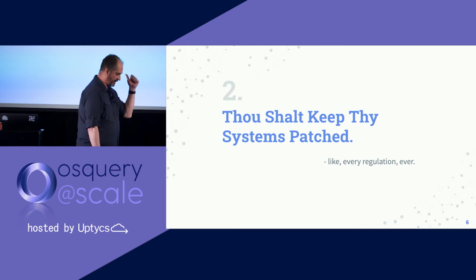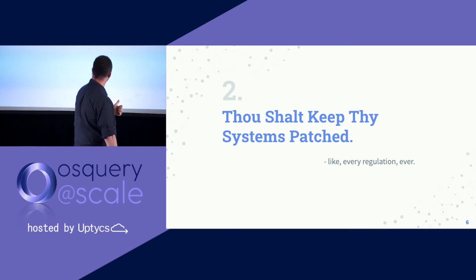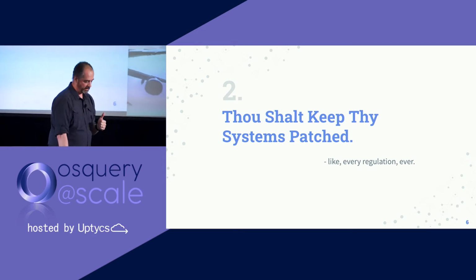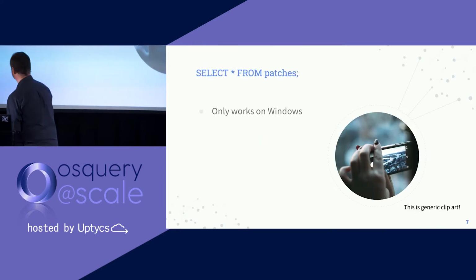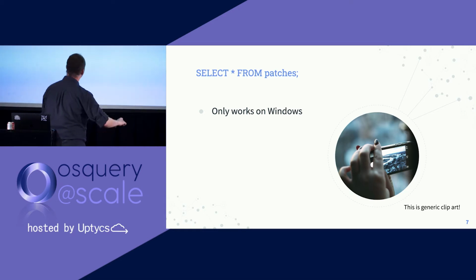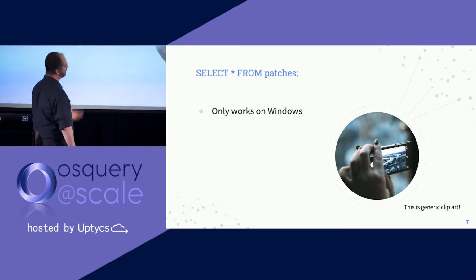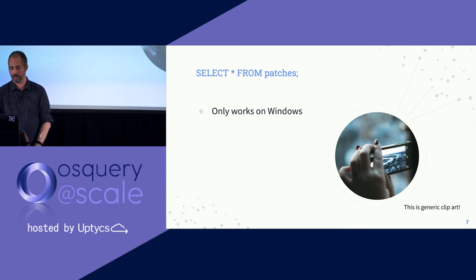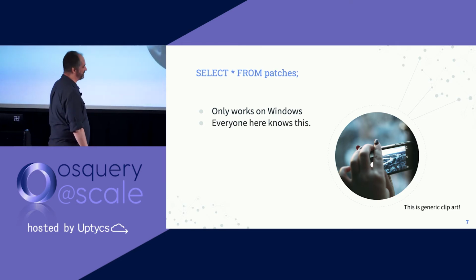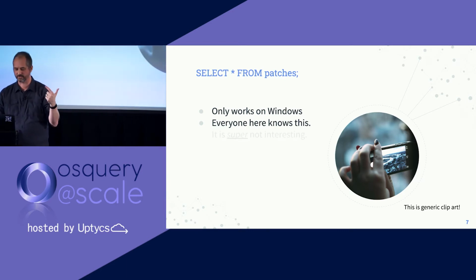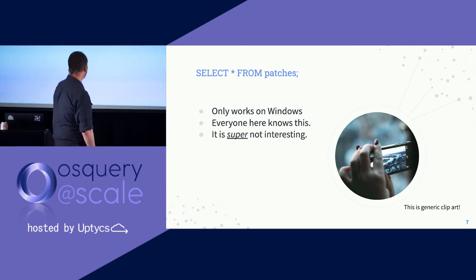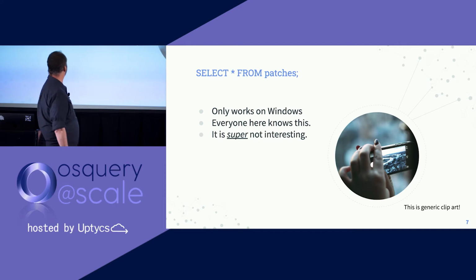So for instance, let's start here. Thou shalt keep thy systems patched, like every regulation ever. Well, you could do this: select star from patches, semicolon. It only works on Windows. Everyone here knows this. I mean, if you deal with Osquery, you know that you can do this particular query. It's really not that interesting, and that's not what I'm here to talk to you about.